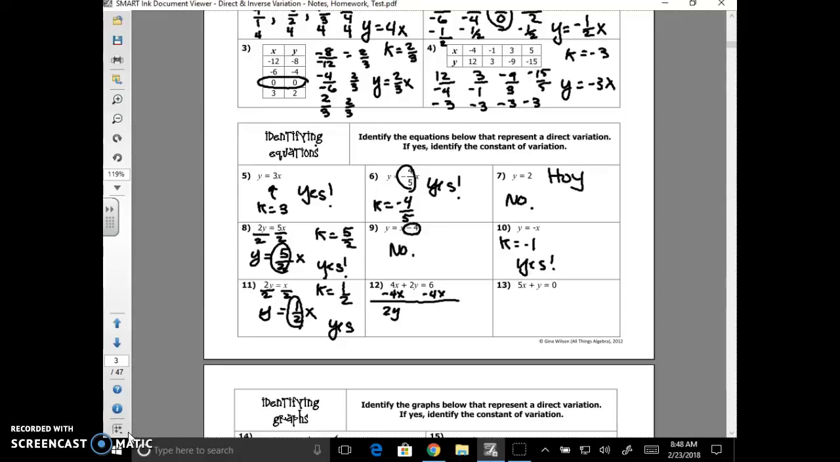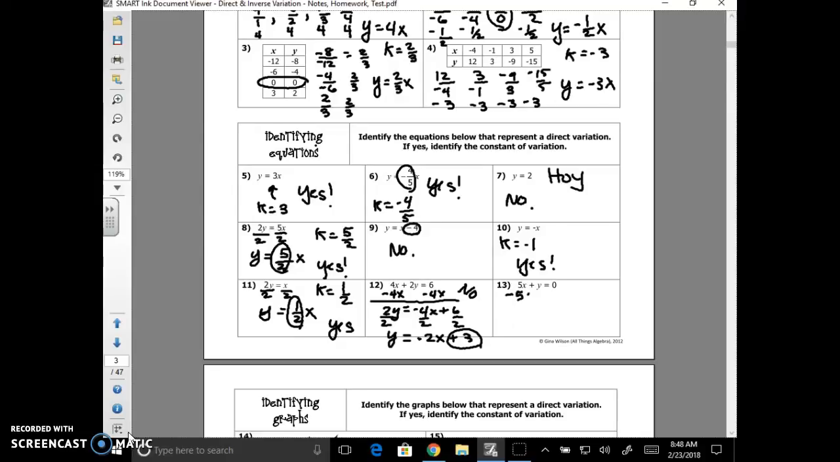Let's change it before I say anything. So we're going to say 2y equals negative 4x plus 6. Divide everything by 2, and y equals negative 2x plus 3. As soon as you have something that's different here than 0, no. It's a linear equation, but it's not a direct variation.